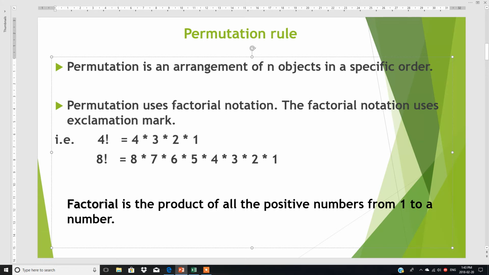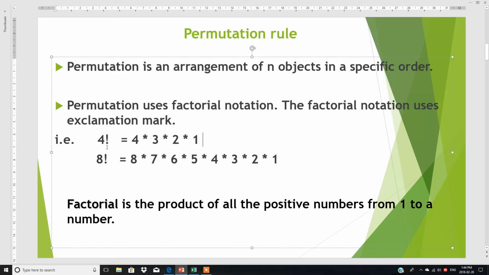Permutation uses the factorial notation or factorial symbol, which you will find on your keyboard on the top of 1. There is 1, 2, 3, 4, right? On the top of 1, you will find this exclamation mark. This is called the factorial. Press and hold the shift key on your keyboard and then press number 1. You will get this exclamation mark, which is called the factorial notation as well.